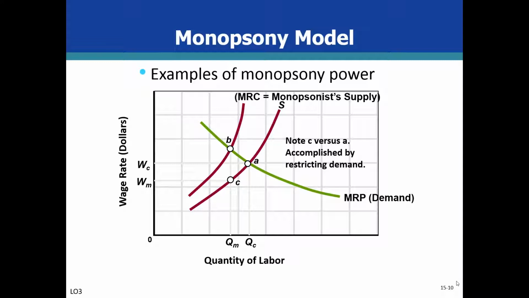The monopsonist MRC curve reflects the sum of the new worker's wage rate and the amount necessary to bring the wage rate of all current workers up to the new wage level. Thus, there is an incentive to restrict demand. Remember, small town, everybody knows the firm is the wage maker.